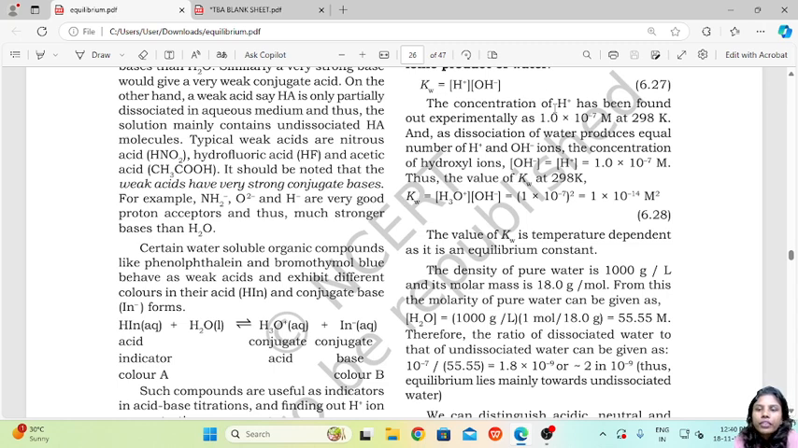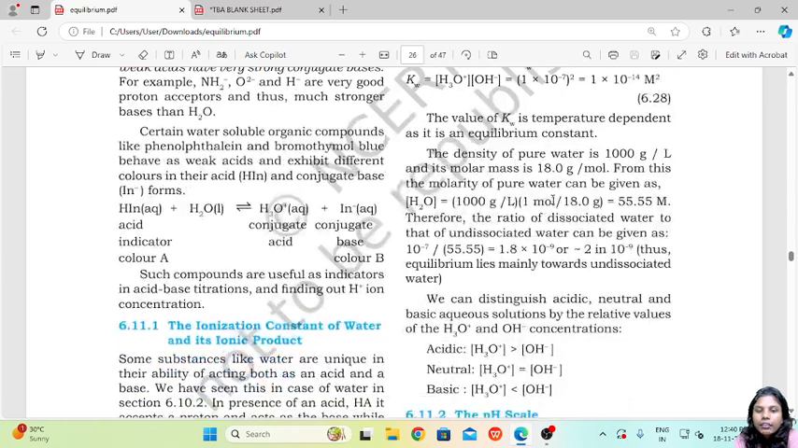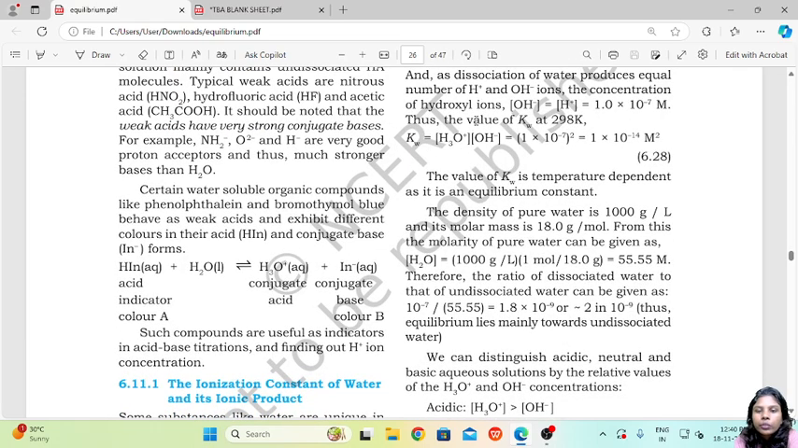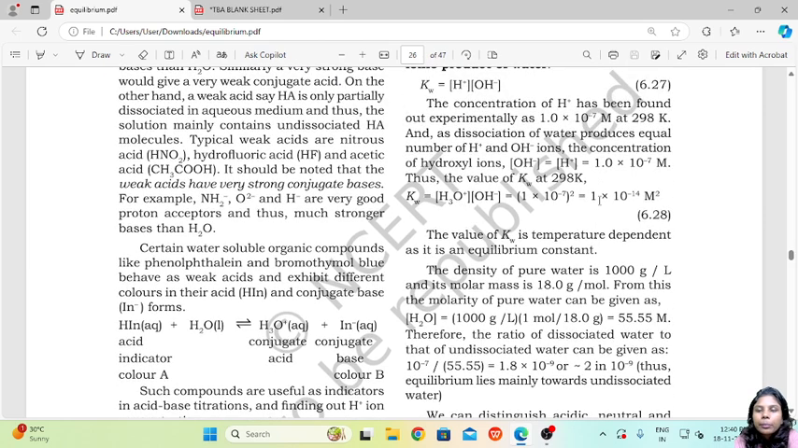The concentration of H+ has been found experimentally to be 1.0 × 10^-7 moles per liter at 298 Kelvin. And as dissociation of water produces an equal number of H+ and OH- ions, the concentration of hydroxyl ions, OH-, equals that of H+, and therefore they have the same value at a given temperature of 298 Kelvin. Thus, if we put this value of 1.0 × 10^-7, we end up getting 1 × 10^-14 mol² per liter squared.